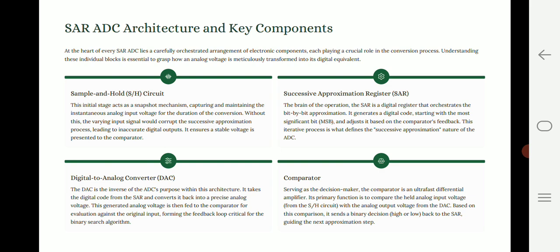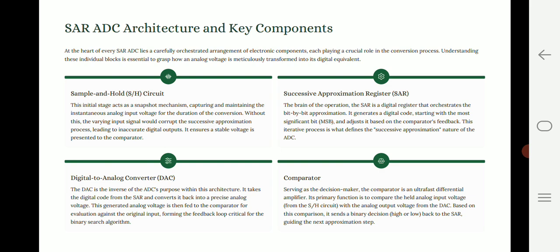And coming to the SAR, it is the brain of the operation. The SAR is a digital register that orchestrates the bit by bit approximation. It generates a digital code starting with the most significant bit, the MSB, and adjusts it based on the comparator feedback. This iterative process is what defines the approximation.